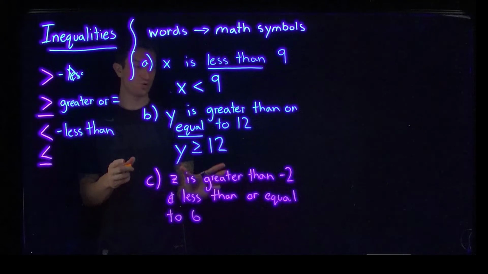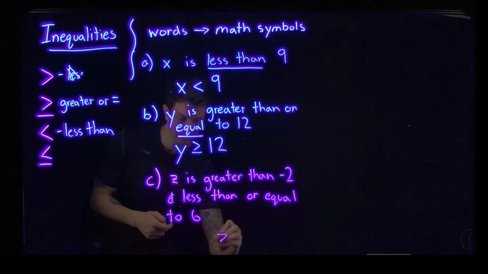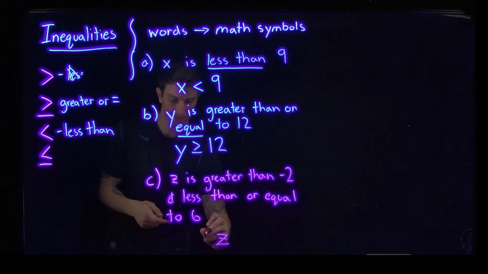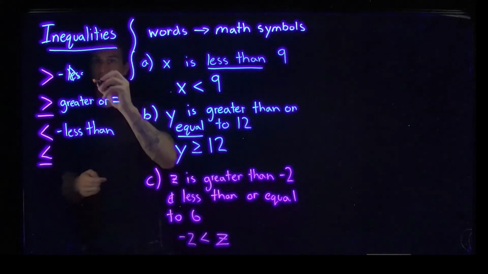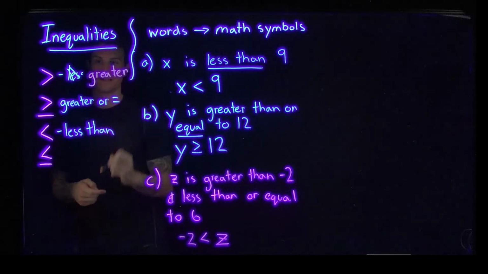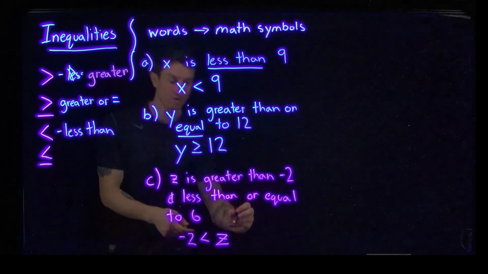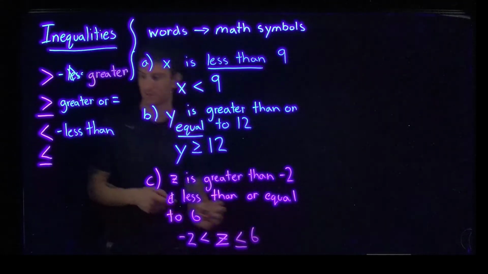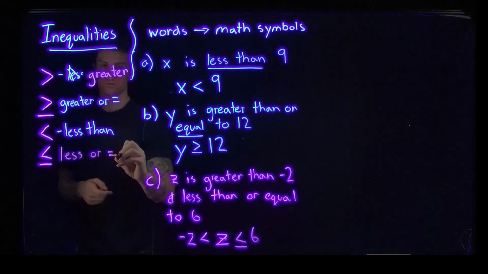In the case where you have two different comparisons, we're going to drop z right in the dead center. Since we know that it's greater than -2, you could guess that the and is there as well. So greater than -2, but it's less than or equal to +6. So less than or equal.